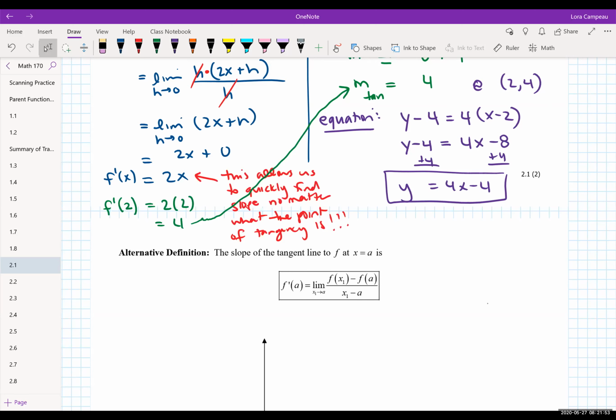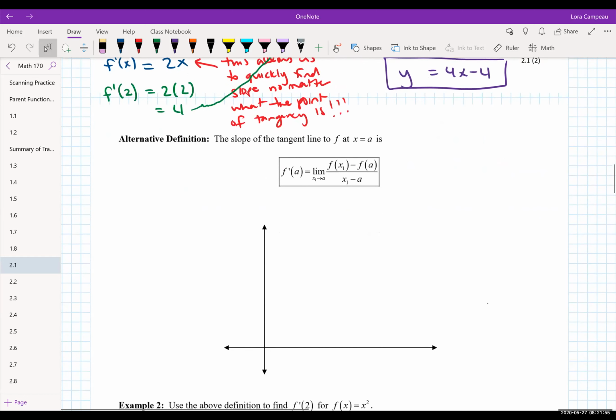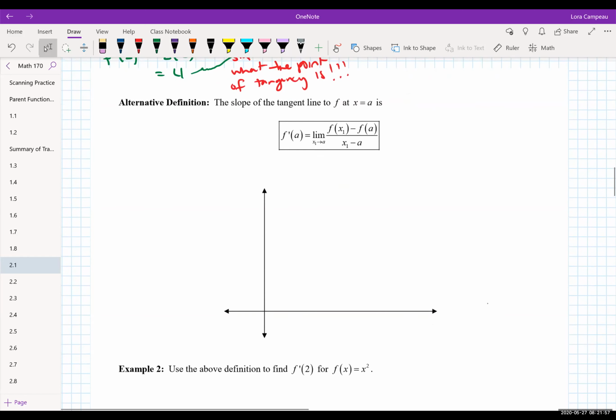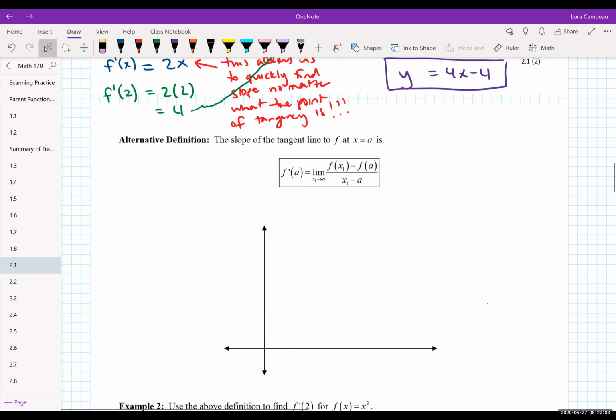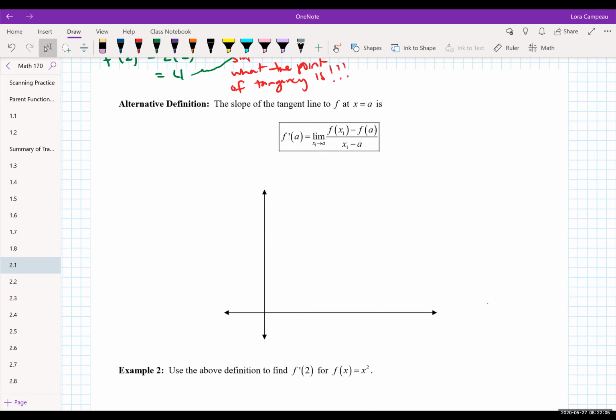So I'll give you an alternative definition as well. I'll be honest, this one is okay. It's not my favorite. I find the other one a little bit more broad, but this one just works about the same.